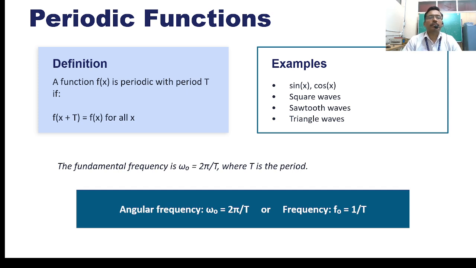So we said something about periodic functions. What is a periodic function? A function f of x is said to be periodic if it satisfies the condition that f of x plus T is f of x for all values of x. Natural periodic functions are sine and cosine, square waves, sawtooth waves and triangular waves.